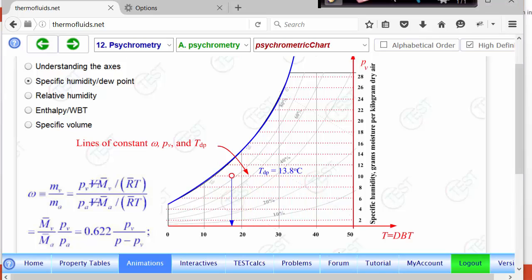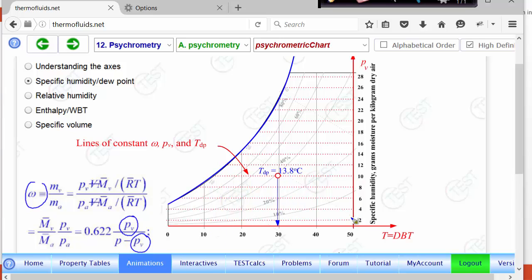We discussed that in module 1. So omega, which is a ratio of vapor and air, can be shown as a function of vapor pressure alone. P is the total pressure, which is always a constant. So therefore, the line of constant omega or the line of constant vapor pressure are the same. As a matter of fact, even the dew point along this line doesn't change, because no matter where you are, when you hit this point, the dew point in this particular case is 13.8 degrees Celsius. So these are all lines of constant dew point.